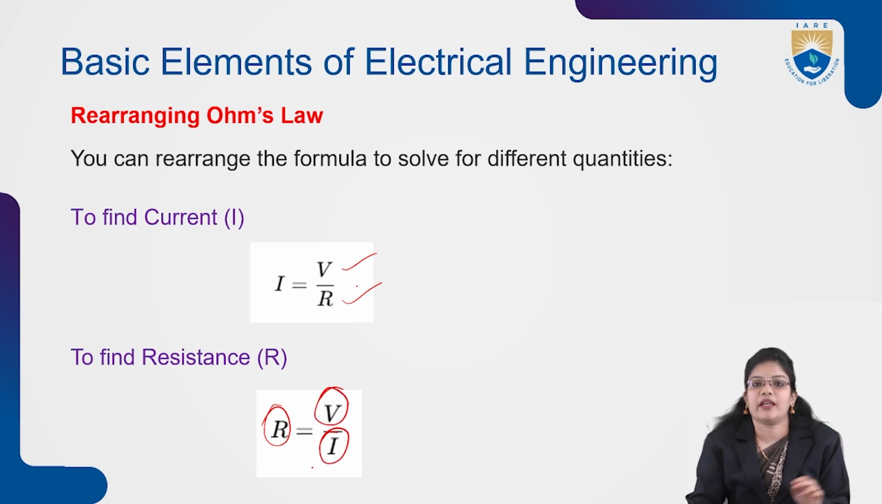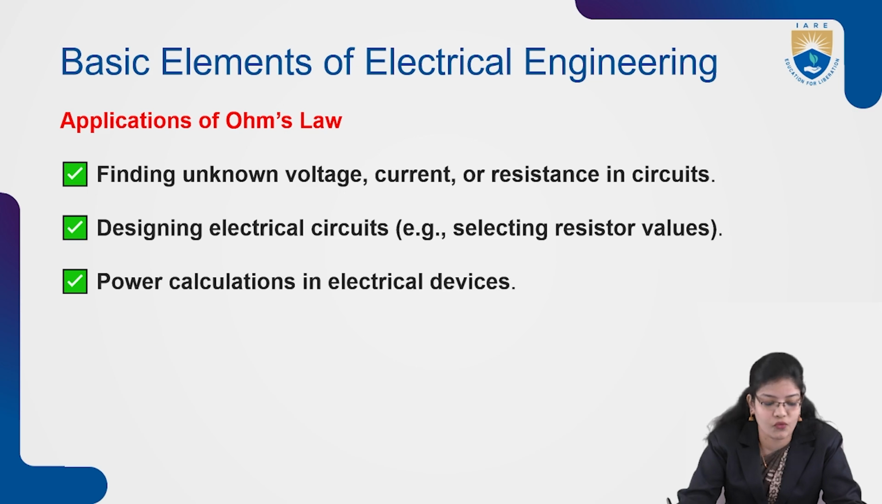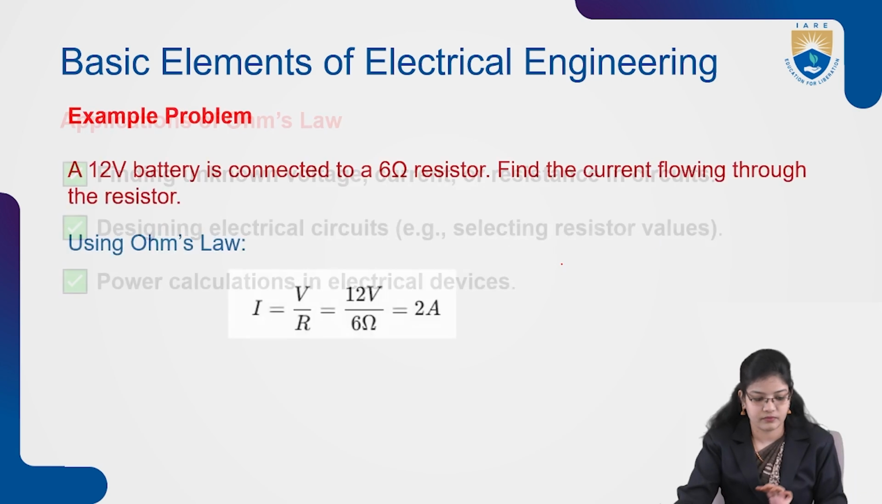So we'll solve some example problems in Ohm's law so that we can understand. Before solving the problems, we are going to know the applications of Ohm's law. Ohm's law is used to find the unknown voltages, currents, and resistances in circuits, and it is also used for designing electric circuits, for example selecting resistor values. And it is also used for power calculation in electrical devices.